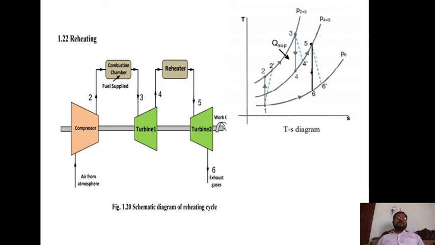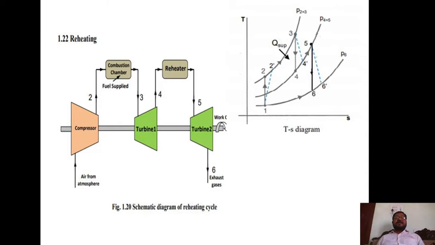As the pressure and temperature increase, the air is fed to the combustion chamber. Then fuel is supplied. After the fuel supply, it is sent to the first stage of the turbine, the first turbine. There the expansion takes place. It produces some work output, so that the compressor, turbine 1 and turbine 2 are all on the same shaft.